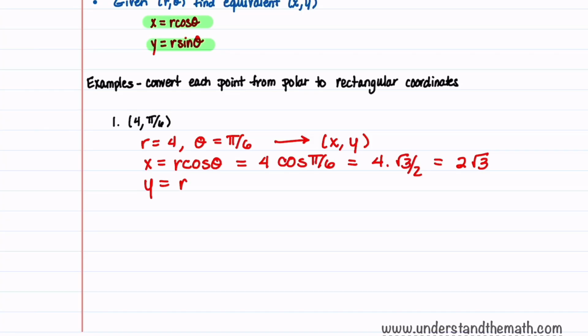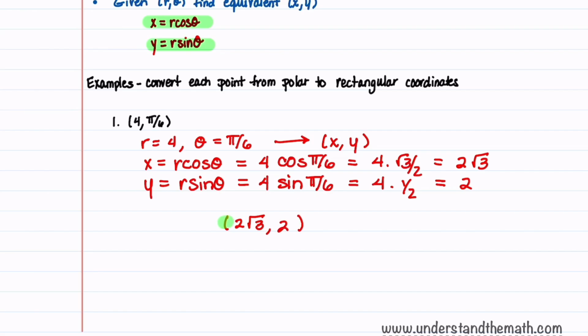Y is equal to r sine theta. This is equal to 4 sine pi over 6. So we have a 4, and then sine pi over 6 is 1/2. So this gives us a y value of 2. Our point in rectangular coordinates is (2 root 3, 2).